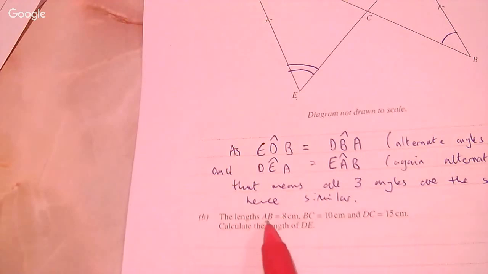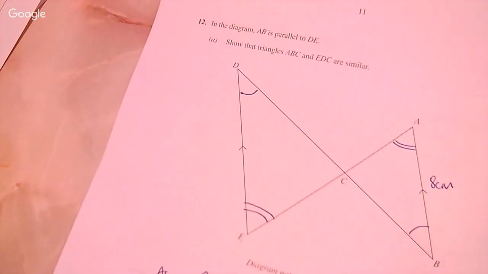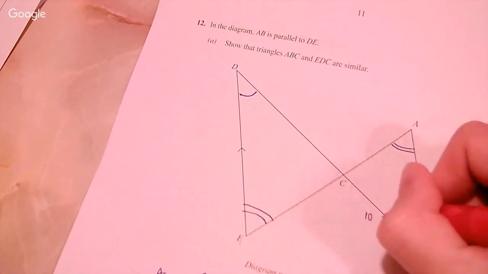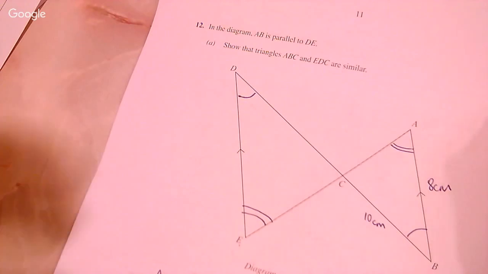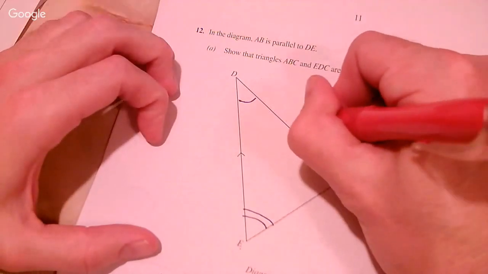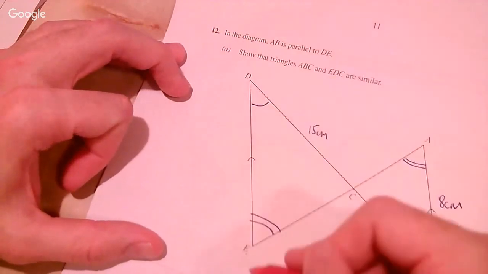So it says the length AB equals 8 centimeters. So from A to B, that's equal to 8 centimeters. And then B to C, this guy here, is 10 centimeters, and D to C is 15 centimeters. Calculate the length of D to E. So it wants us to find this one here.